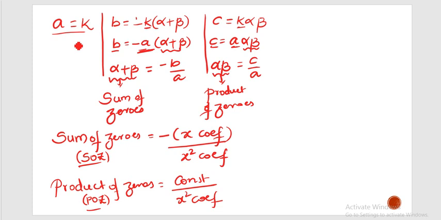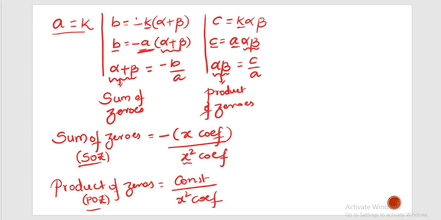Okay, so from this what you have understood: sum of zeros is nothing but minus x coefficient by x square coefficient, product of zeros is nothing but constant by x square coefficient. Whenever you have a quadratic polynomial, always in the denominator you will find the leading coefficient. Leading coefficient means nothing but the x square coefficient, right?